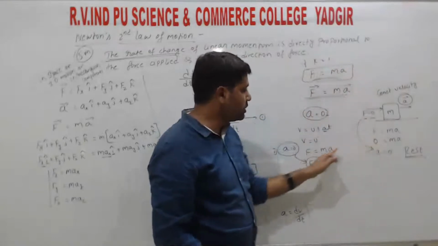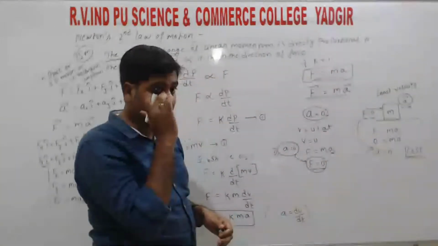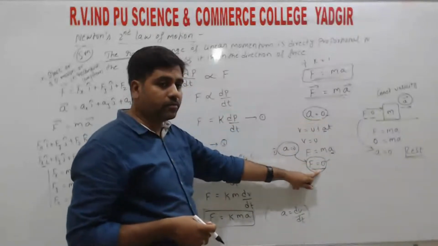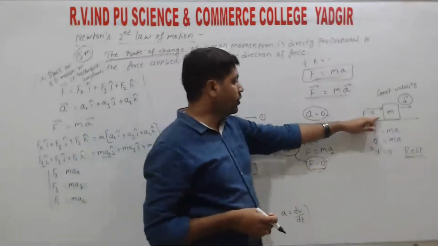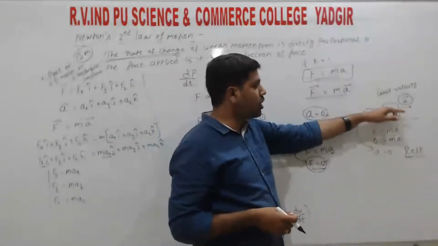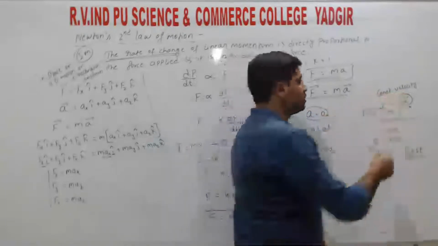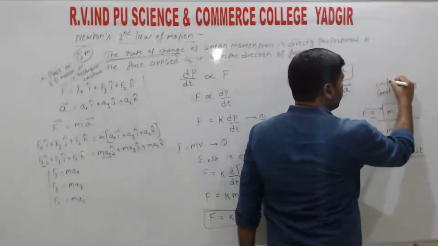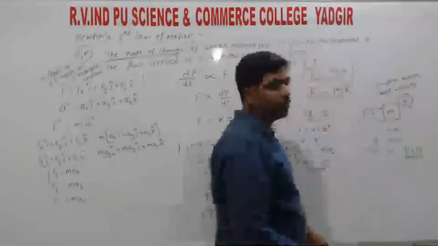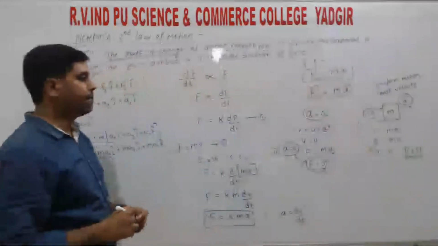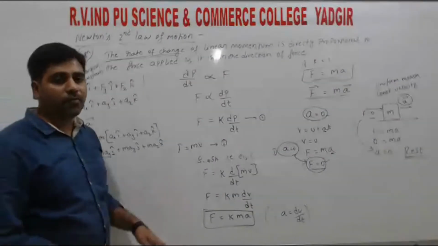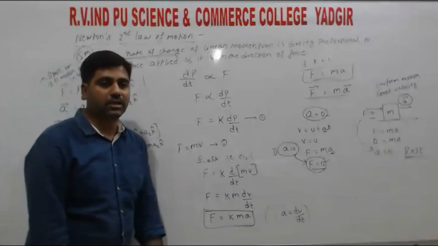So here is the example for the first law of motion. When a = 0, F becomes 0. When F = 0, a becomes 0. So either the object is at rest or it is moving with a constant velocity, that means uniform motion. Right? A few more concepts related to the second law of motion we will discuss in our next class. Thank you.